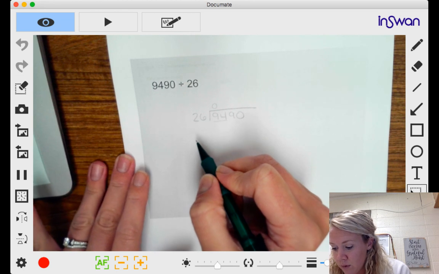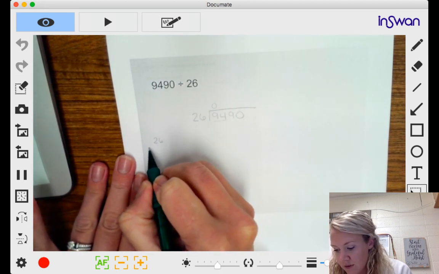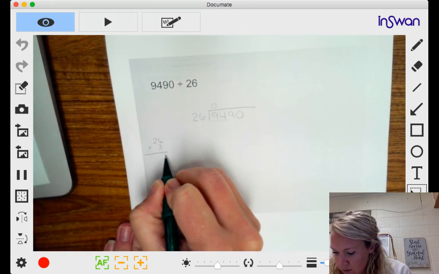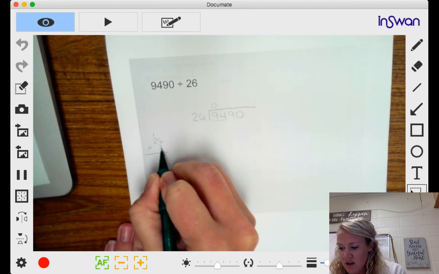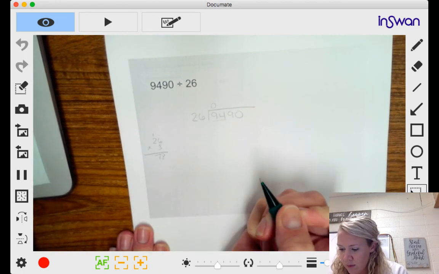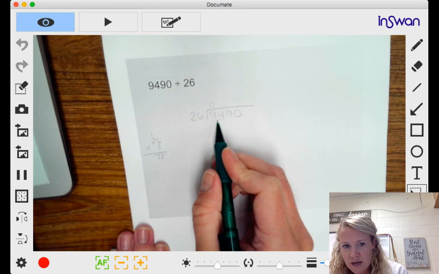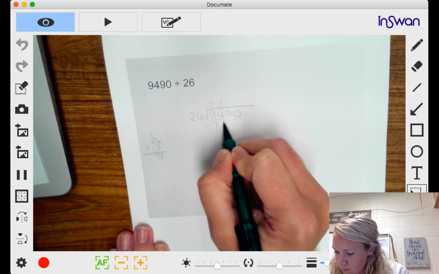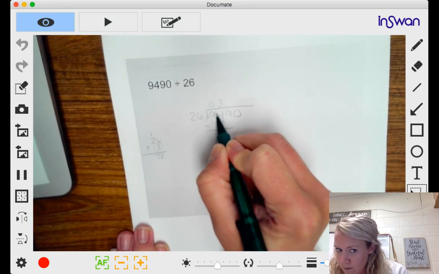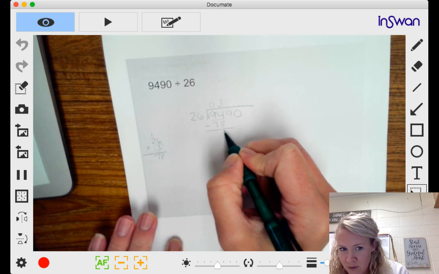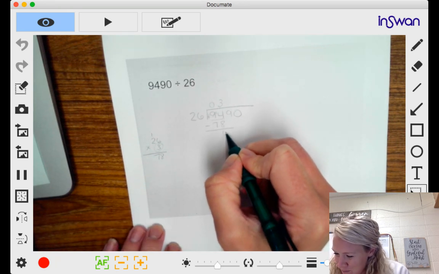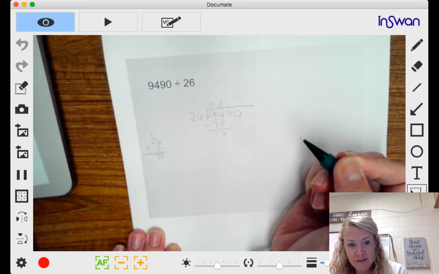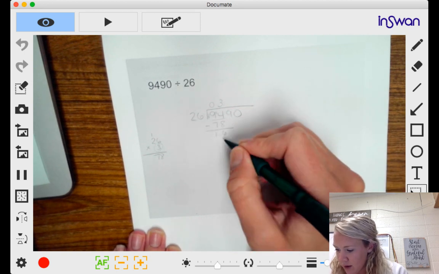I don't know what that is, so I have to solve 26 times 3 off to the side. So 3 times 6 is 18, carry the 1, 3 times 2 is 6, plus 1 more is 78. So 78 is as close as I can get to 94, and that was 3 of them. So the 3 goes on top, and I'm subtracting 78 from 94. I'll let my video get caught up here. So I have 16 left over. 26 doesn't fit into 16. Good, I did that part right. I'm going to pull down the next number.